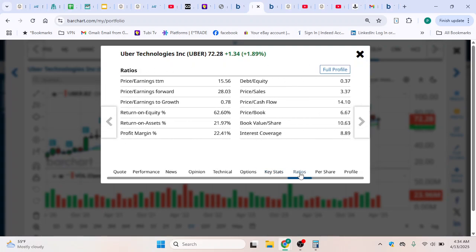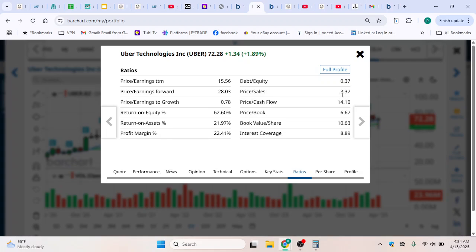Let's look at the ratios. So ratios just take all these numbers and put them into a ratio form, right? I like this. Debt versus equity, very low debt, less than 1. Price versus sales, right? 3 times price. 3 times sales is the price of the company. So that's not out of line.